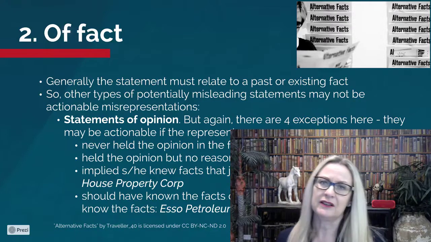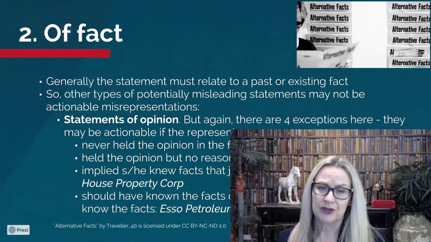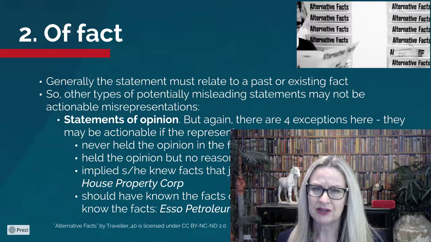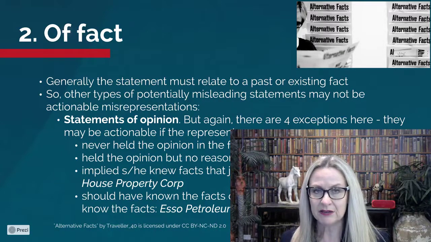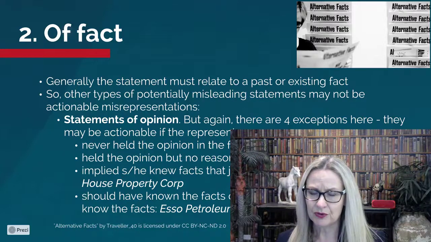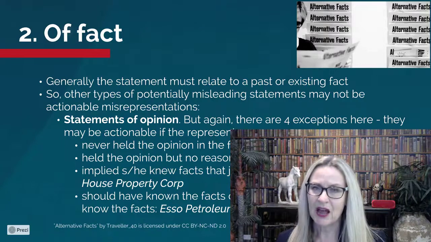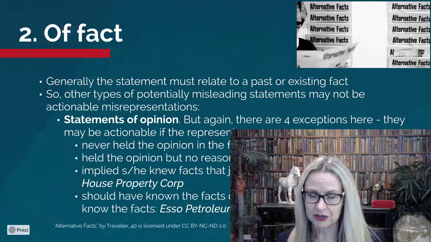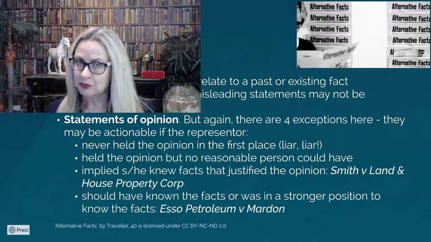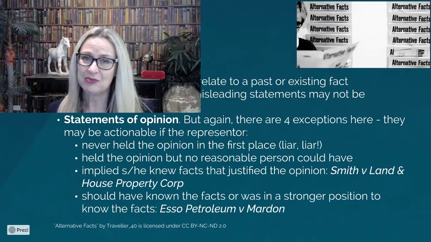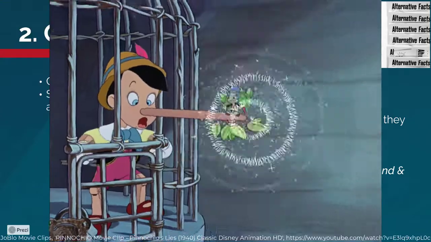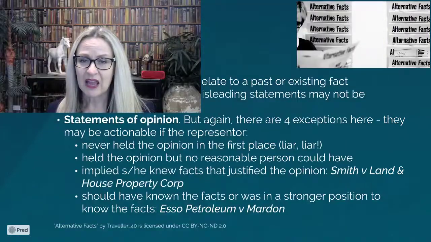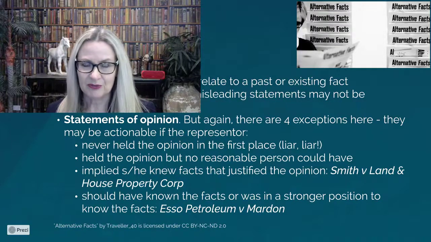And that also means that there's a whole stack of representations that might fall outside actionable misrepresentations because of their nature. So, for example, statements of opinion may well slip through the cracks. Again, we have a series of exceptions here, which might mean that your statement of opinion does constitute an actionable misrepresentation. For example, if the representor never actually held the opinion in the first place, liar, liar. In that circumstance, well, obviously it's going to be an actionable misrepresentation.